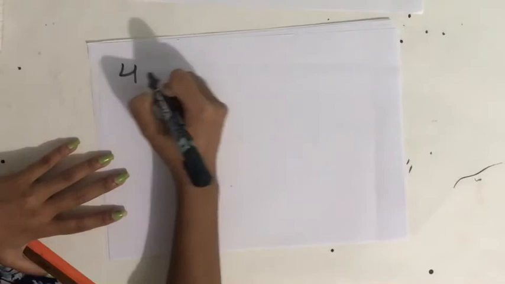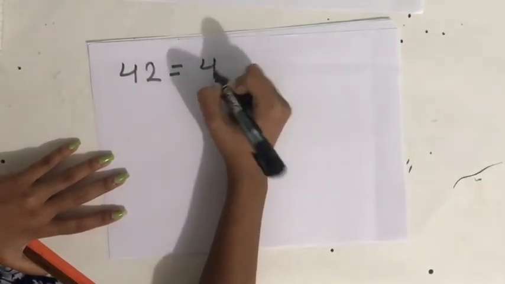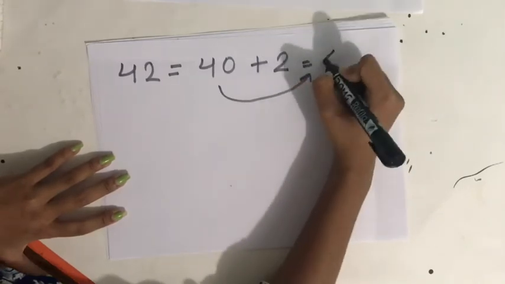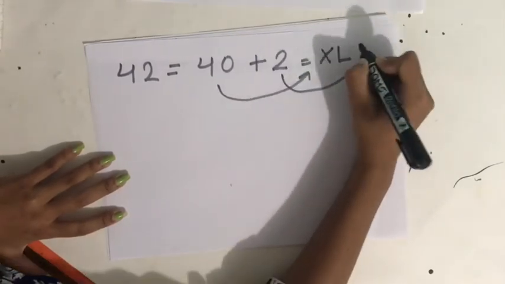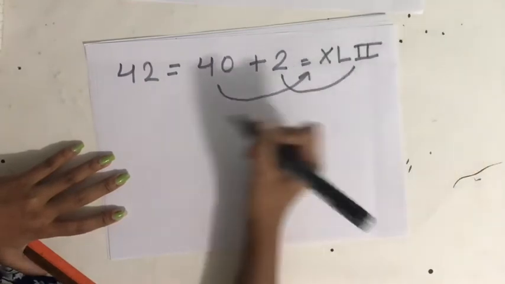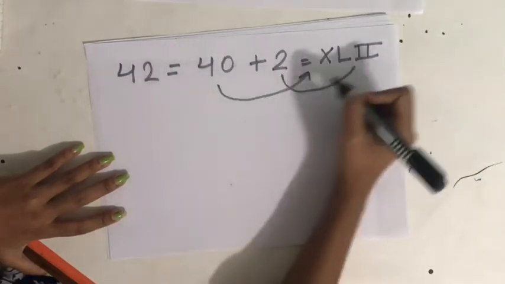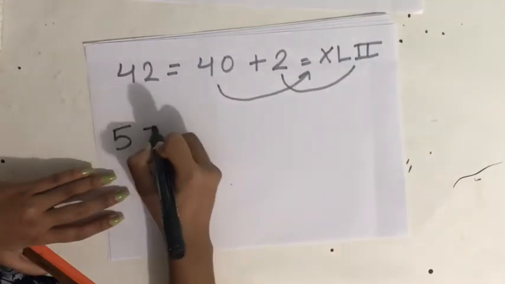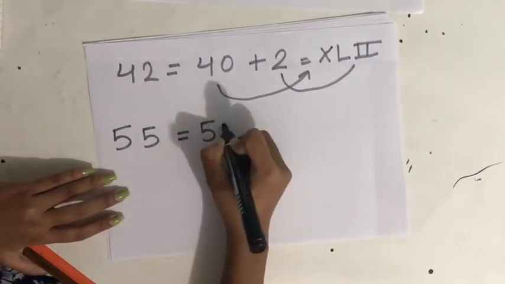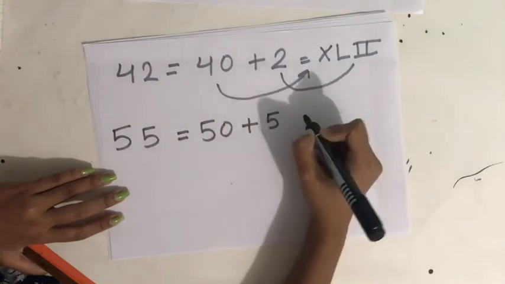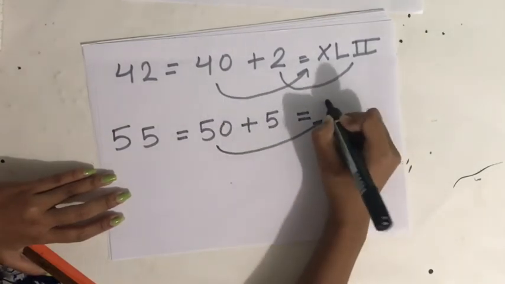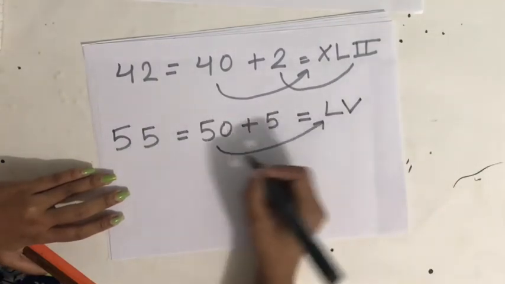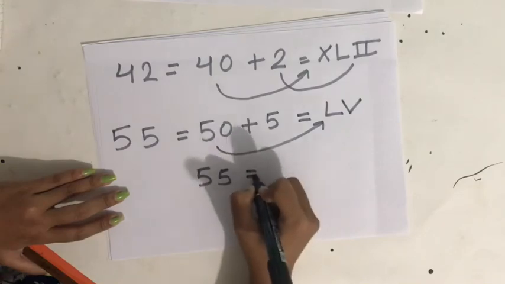Now 42. 40 plus 2. 40 is written as XL and 2 is written as II. So that means 42 is represented by XLII. Now 55. 50 plus 5. So 50 is written as L and 5 is written as V. So 55 is written as LV.